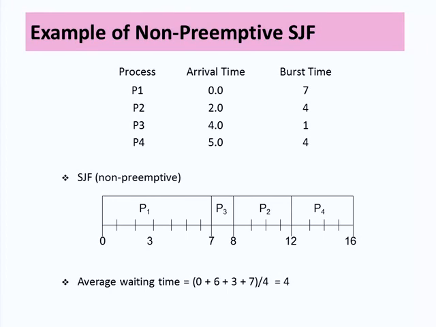Now P1 started service at 0, and it arrived at 0, which means, was it waiting? No, so the waiting time is 0. Now P3 started the service at T equals 7. However, it arrived at the queue at T equals 4. Which means the time between 4 and 7, the process was waiting. So 7 minus 4, and so on, you continue for the rest of the processes.